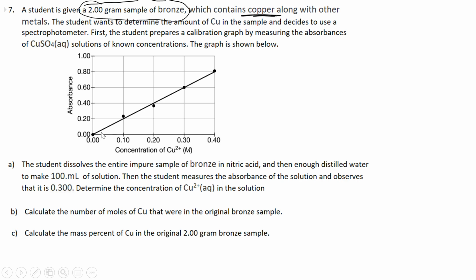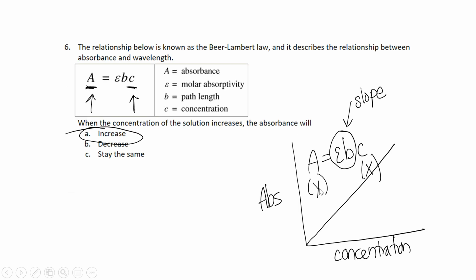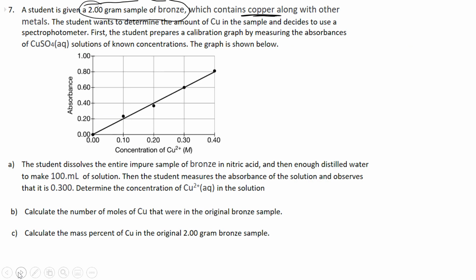And notice how we have this nice linear graph here. And then the student takes their sample of bronze, which is our unknown. We don't know how much copper is in the bronze. They dissolve it in nitric acid, and then dilute it to a volume of exactly 100 milliliters, measure the absorbance, and observe the absorbance is 0.3. So first we want to determine the concentration of copper in the solution. On this graph, they didn't actually give us the slope. So for this one, instead of using our equation like I mentioned over here, we're actually just going to estimate in this example. So we're just going to use an estimation strategy.